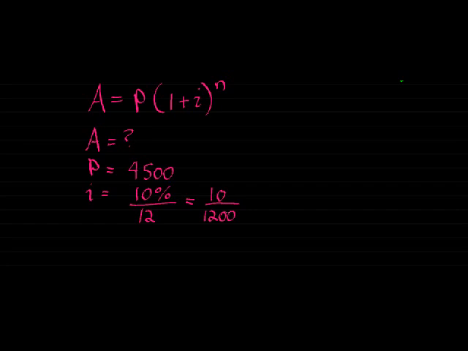I could be earning it every 4 months. That means I'm going to earn it 3 times a year, and I'll divide by 3. I could be earning interest every second month, which means I'm going to earn it 6 times a year, so I would have divided by 6. Or maybe I could get it biannually, which means I get it twice a year. Then I would have divided it by 2.